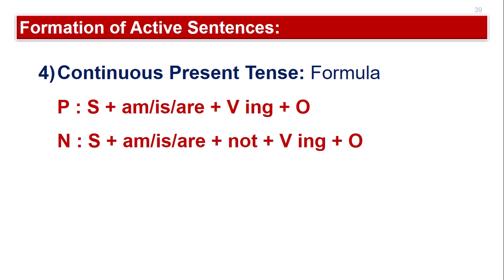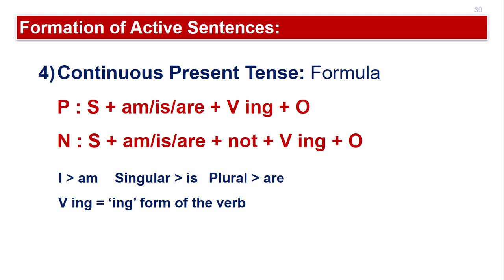So here we have continuous present tense and its formula on your screen: positive and negative. The positive says subject plus am/is/are plus verb-ing plus object. Negative: subject plus am/is/are plus not plus verb-ing plus object. If I talk about the usage of am, is, are, then am is used with I always. Is is used with all singular nouns, pronouns and subjects, and are is used with plural subjects and pronouns. And verb-ing means the ing form of the verb.